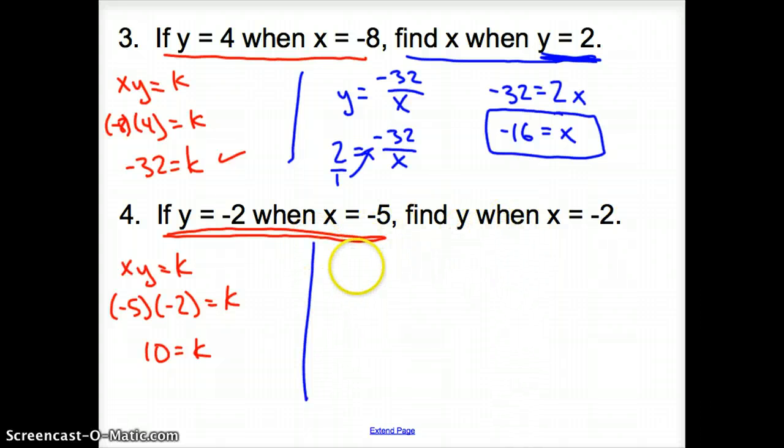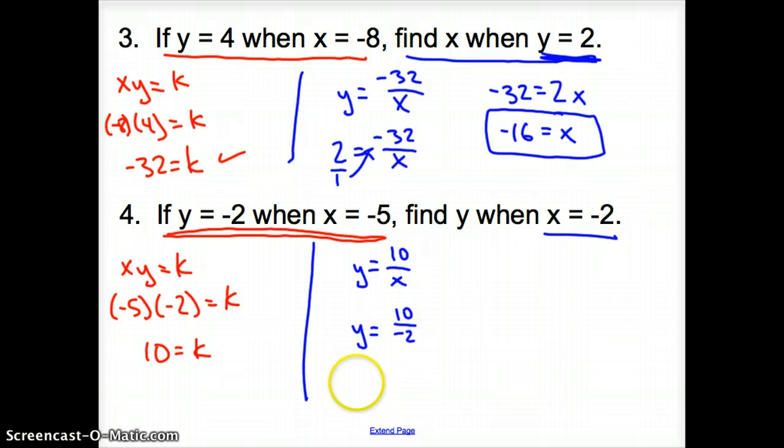We're asked to find y. Well, first we write our equation. Y equals, what's our k? It's 10 over x. Well, now we're given x. We're asked to find y. So y equals 10 over a negative 2. And so y equals negative 5. You like those problems, y equals negative 5.